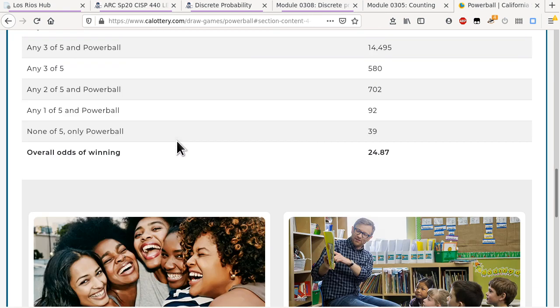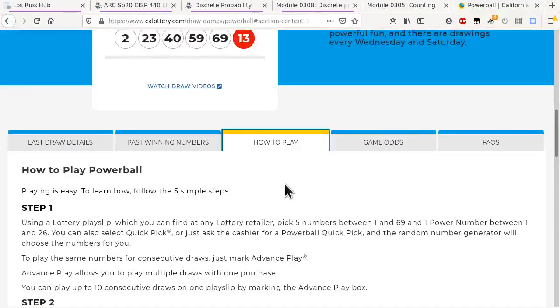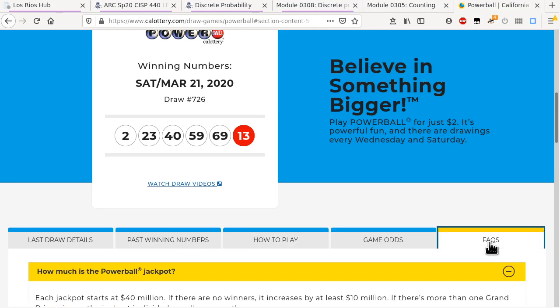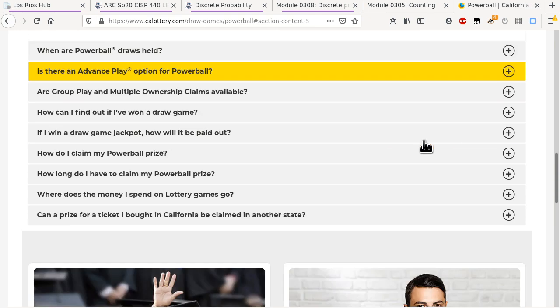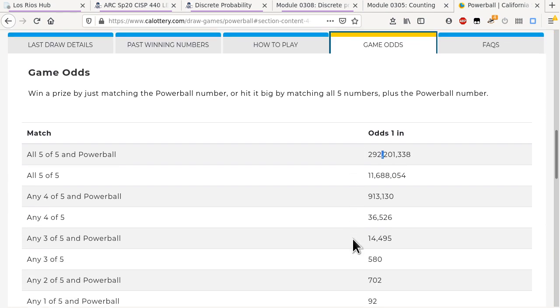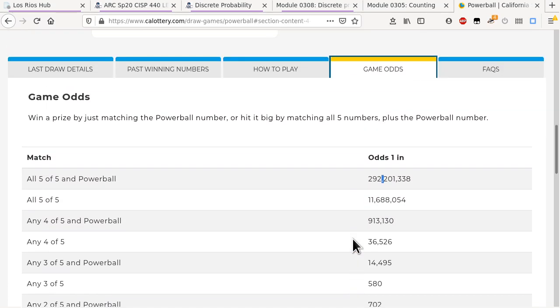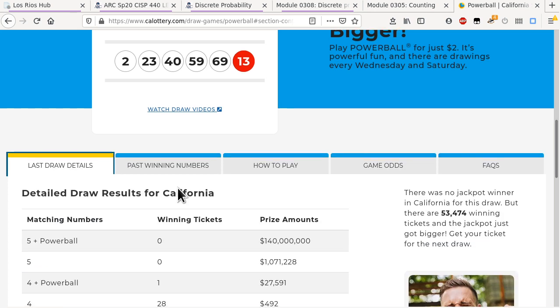But there are other ways to get something out of it too. And I believe the prices of all of the other ways of winning is also specified somewhere. Let's see, is it in how to play? Nope. FAQs. I'm just trying to figure out what you get if you're not winning the jackpot but one of the other prizes. Well, it has to be somewhere. I remember seeing that somewhere at some point, because I believe the other prices are fixed amounts. Okay, maybe it's here. Yep.